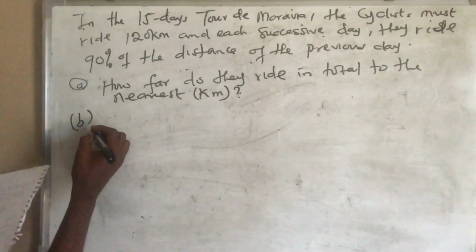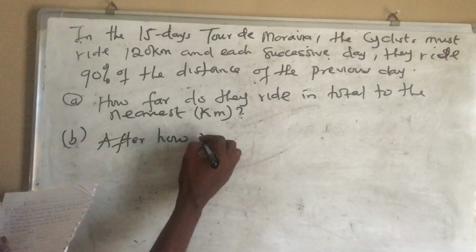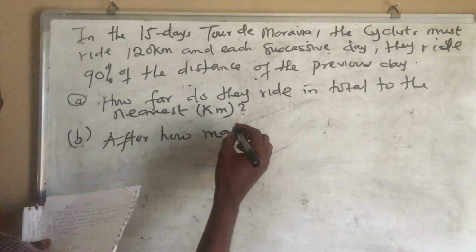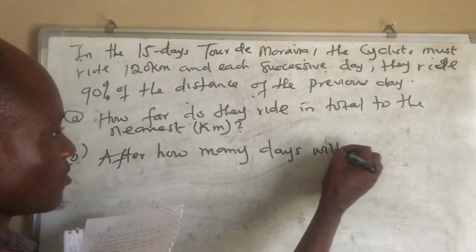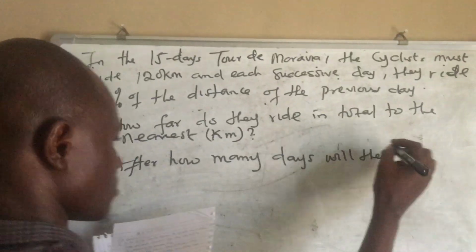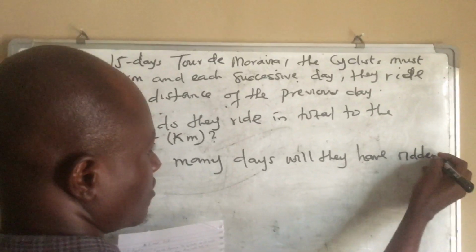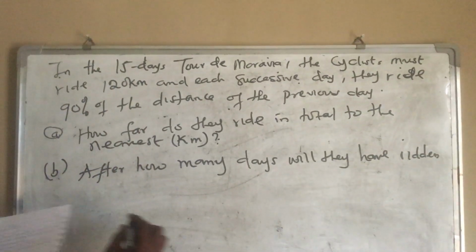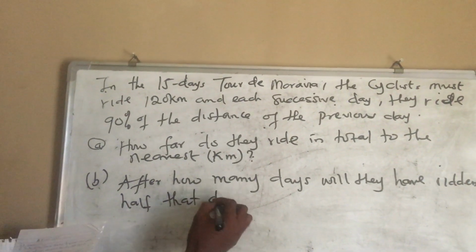And the question B says, after how many days will they have ridden half that distance?